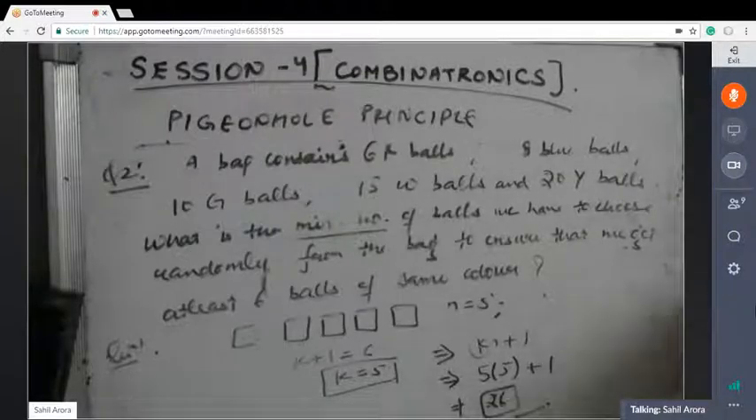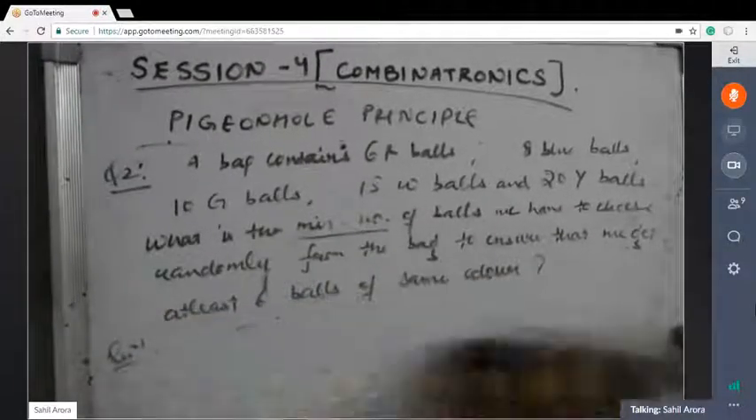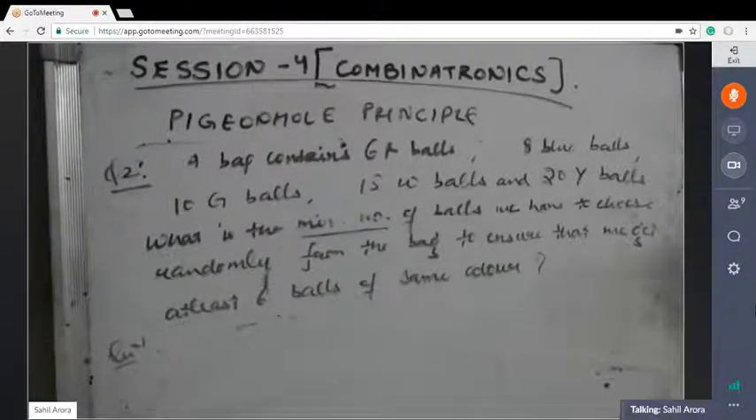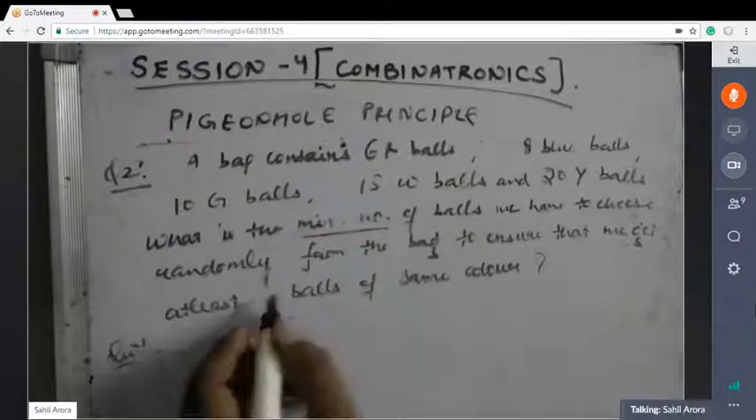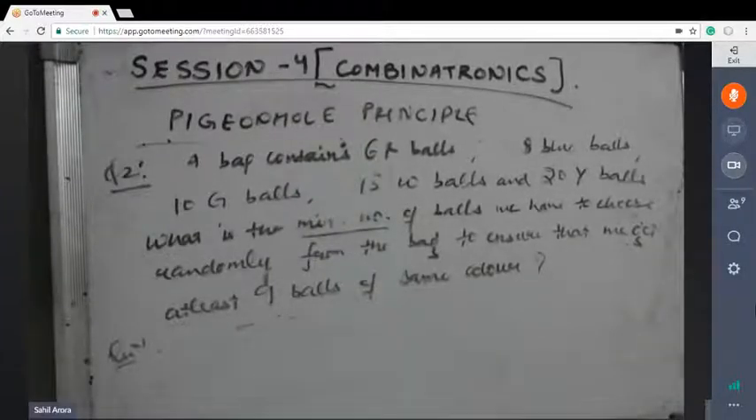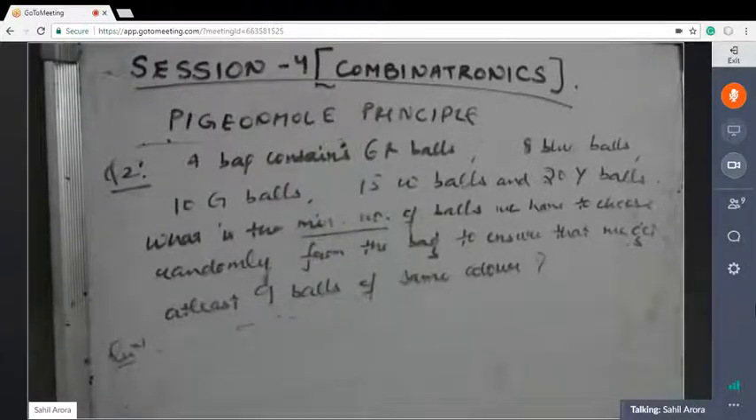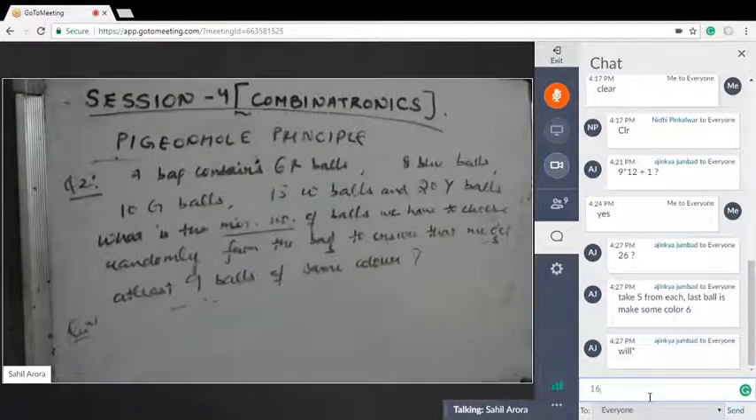So let's modify this question a little bit and try to solve that question now. Now the question I'm changing a little bit. The question says we need to have at least 9 balls of each color, 9 balls of the same color. What is the minimum number of balls we have to choose randomly from the bag to ensure that we get at least 9 balls of the same color? The only difference is now we want at least 9.